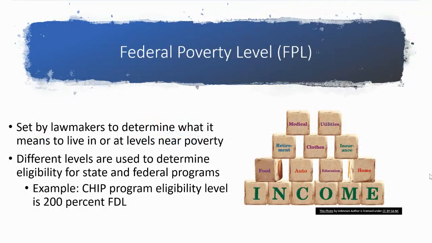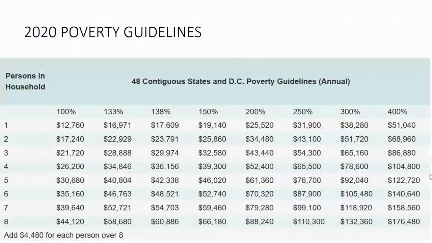So when I mention the federal poverty level, this is what I'm referring to. It is a number set by lawmakers to determine what it means to live in or at levels near poverty. Different levels are used to determine the eligibility for state and federal programs. So for example, I mentioned that Children's Health Insurance Program eligibility level is 200% of the federal poverty level. And here's what that looks like.